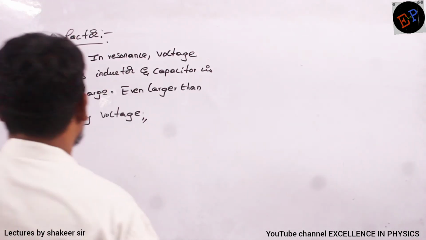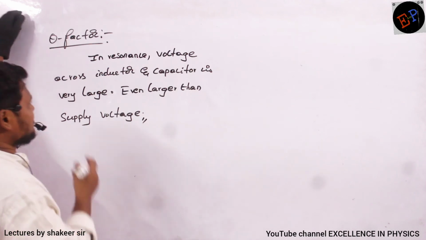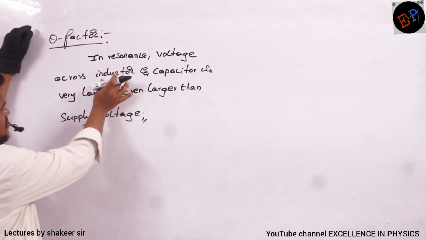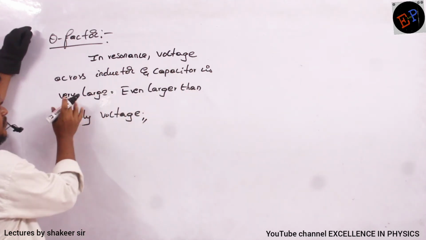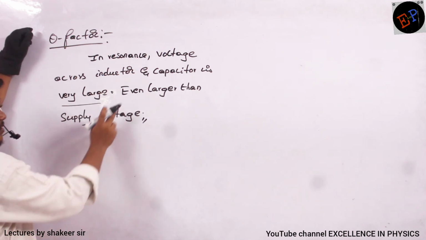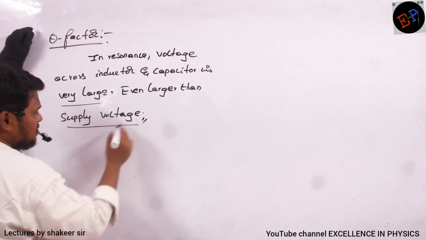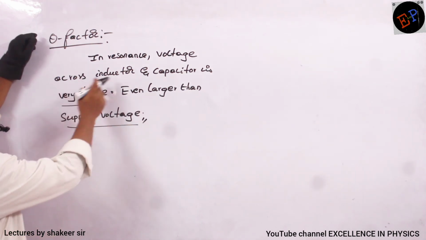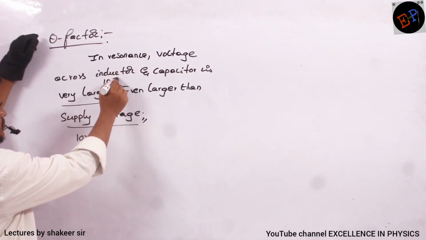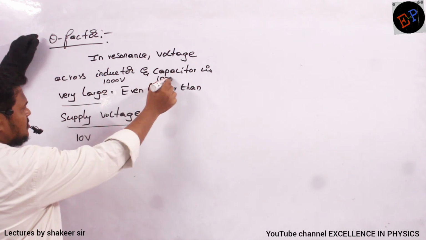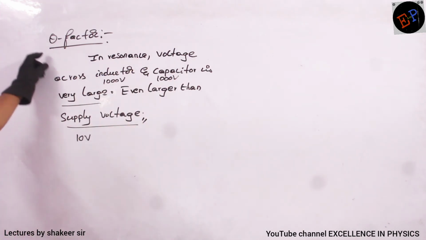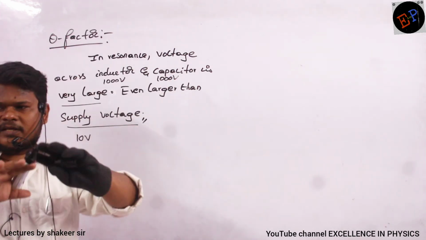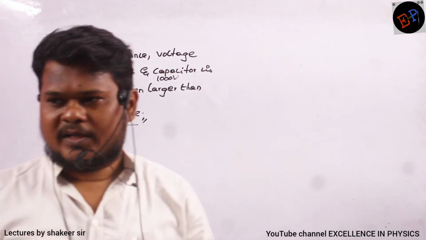Q factor. In resonance, what happens is that the voltage across the inductor and capacitor will be very large, even larger than the supply voltage. If the supply voltage is 10 volts, the voltage across the inductor is 1000 volts, and the voltage across the capacitor is also 1000 volts. Very large. But they will not consume voltage, they just develop voltage. Are you able to understand?